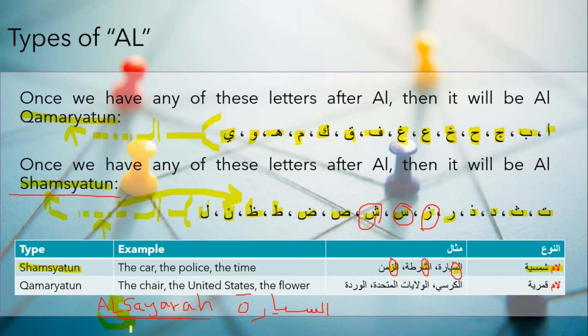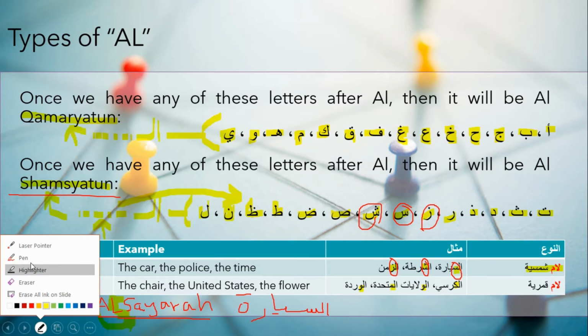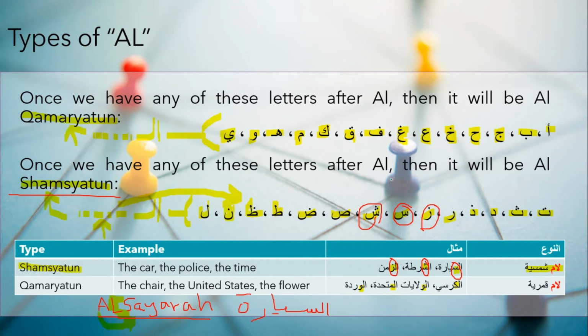We pretend that lam or L is not there. However, for lam al-qamariyya, I'm going to practice the same thing I did with the lam shamsiyya. First, identify the letters. Kaf, al-kursay, waw, al-wilayat, which is United States.